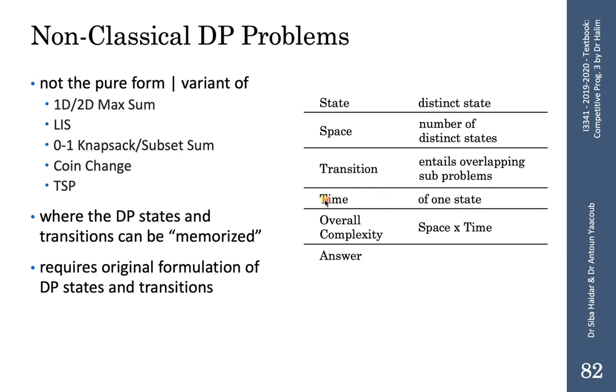And the time, which constitutes the complexity to solve one state, and the overall complexity, which is for each state the complexity times the number of states. And finally, the last DP term is the answer. If you have a certain problem that requires something, how to return the answer, what to call, with which state you begin, or where will you find inside the tabulation, inside the table, the answer.